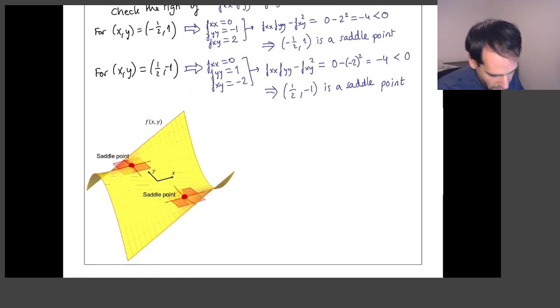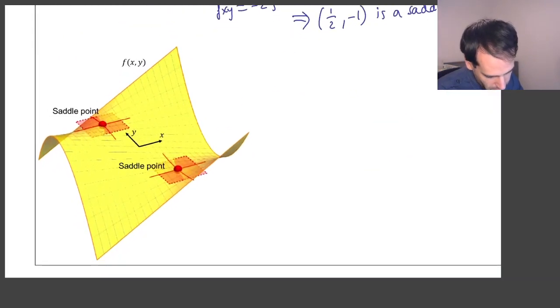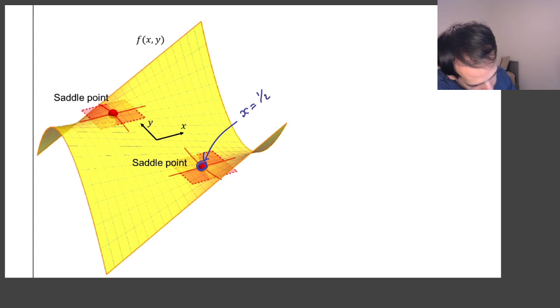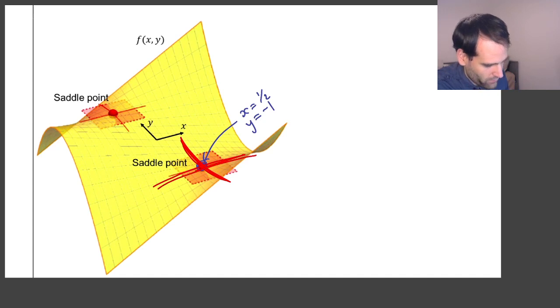For your curiosity, I have actually plotted this function, and you can see that indeed the 2 points are stationary points, and they are both a saddle point. So this point corresponds to x equals 1/2 and y equals minus 1. You can see that it looks like a local minimum in this direction, but it looks like a local maximum in the other direction. So it is a saddle point. And similarly for the other point.